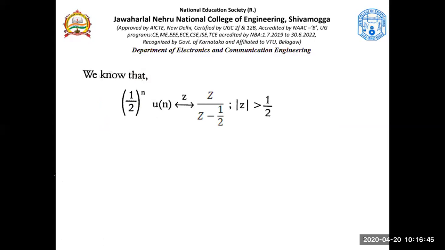What is that? Half power n u of n. So what is the Z transform of half power n u of n? It is z by z minus half. And since this is a right-sided signal, the ROC is outside the circle with radius half.